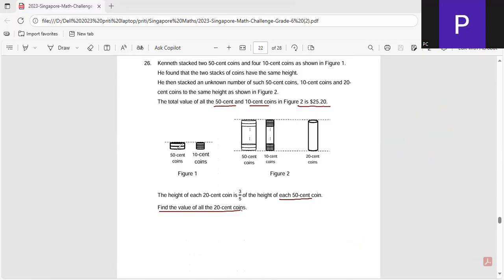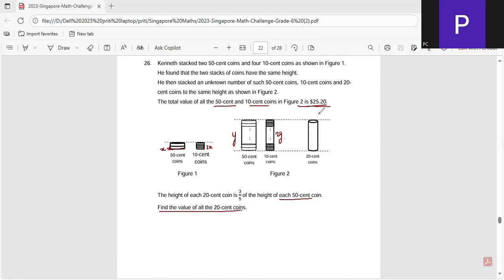Now, if you see the relationship here, for example, if the height of a 50-cent coin is x, then the height of a 10-cent coin is 2x, correct? Or the number of coins: if the total number of 50-cent coins is y, then the total number of 10-cent coins will be 2y, correct? Because of the height, you'll have to have double. So for example, if you had 10 coins, you will have 20 coins of 10 cents, right? So now you have a relationship here.